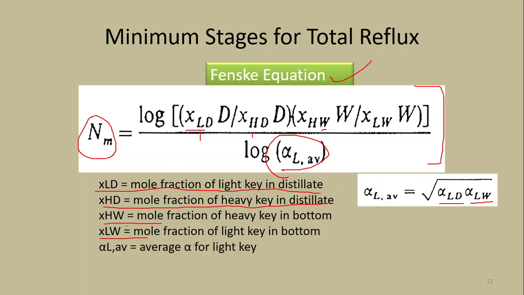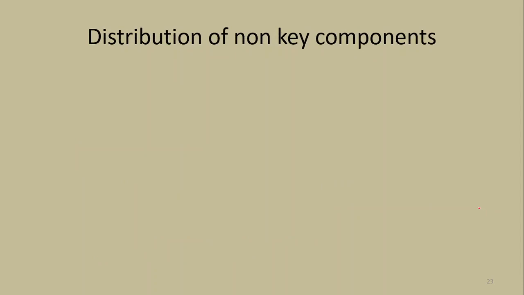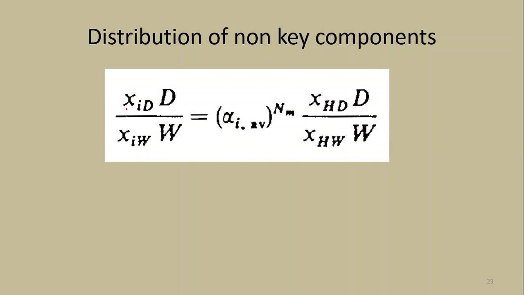And the last one is alpha L average, the average alpha of the light key. How can we get it? It can be calculated from alpha LD, the alpha value of the light key in the distillate, and alpha LW, the alpha value of the light key in the bottom. Light key means in our case it is B. So we can use this formula for the calculations, and if you rearrange it, we get a new formula, known as the distribution of non-key components.